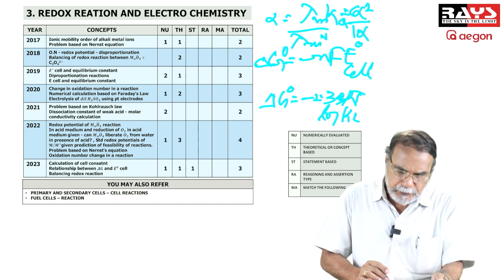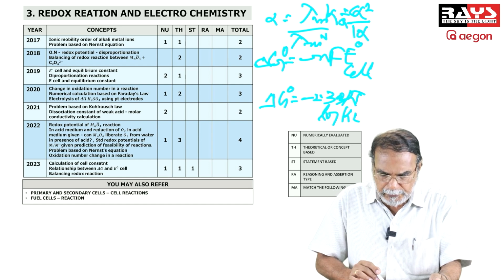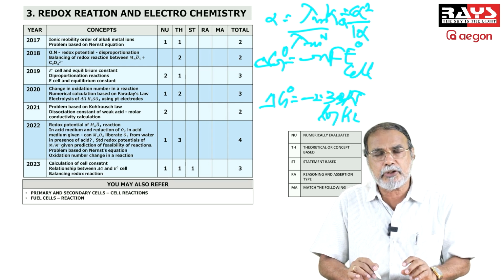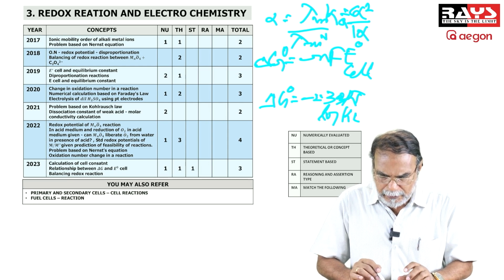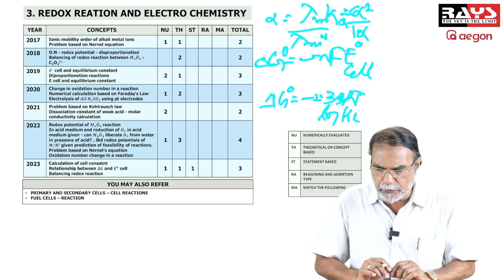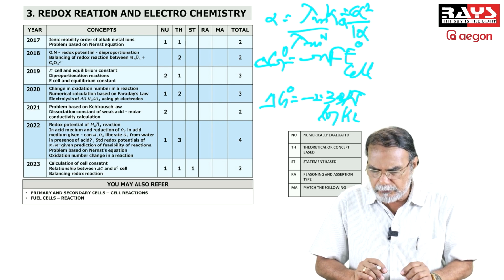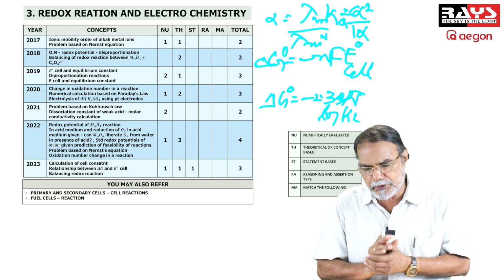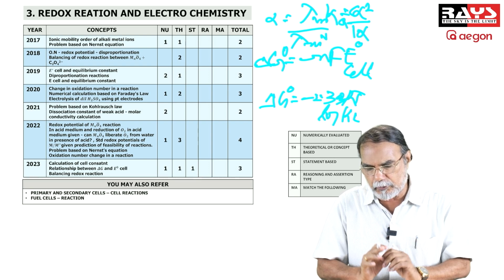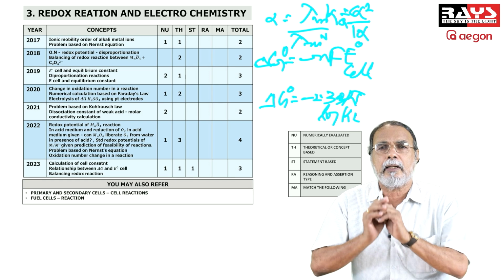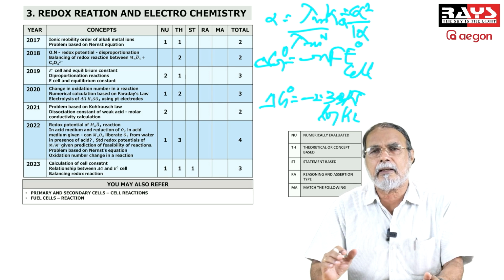Okay, coming to 2023, calculation of cell constant, I told you the relationship between delta G0 and E0 cell, and there was also a question on balancing of reactions. In fact, there was one numerical question and one theory based question, and there was a statement type question. Okay, these days the statement type questions are actually trending.